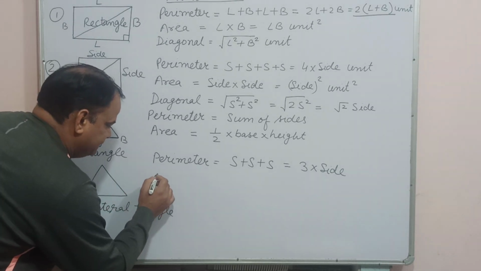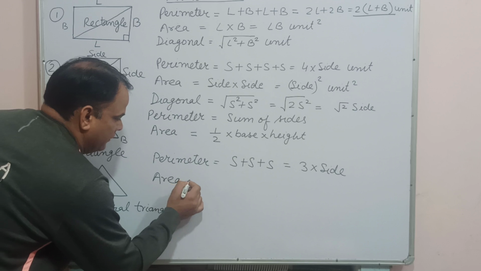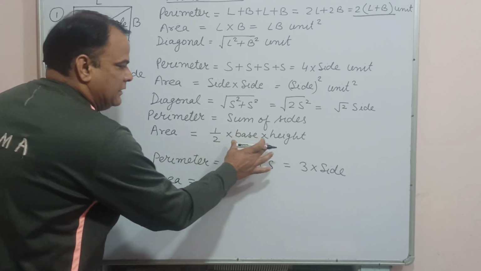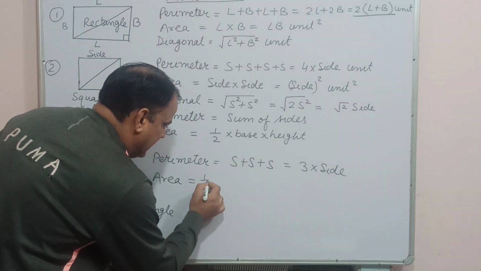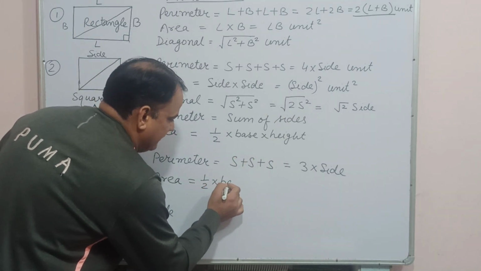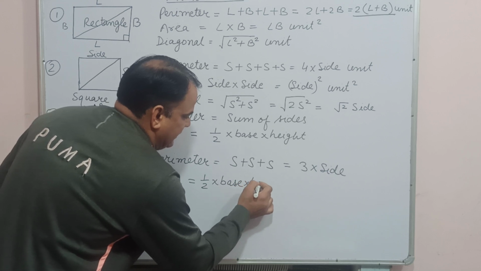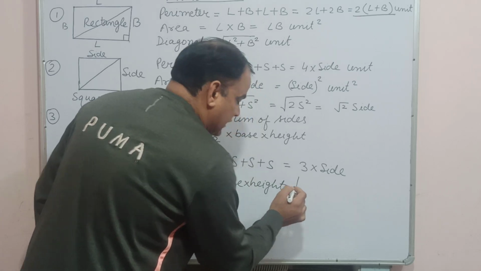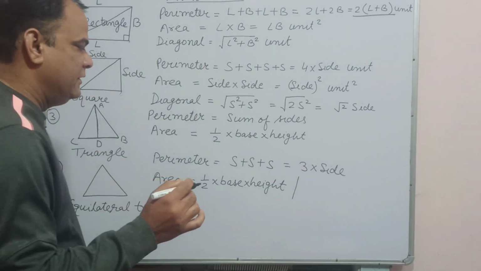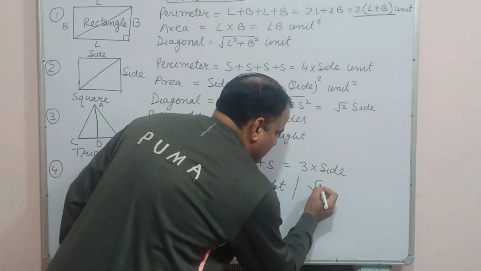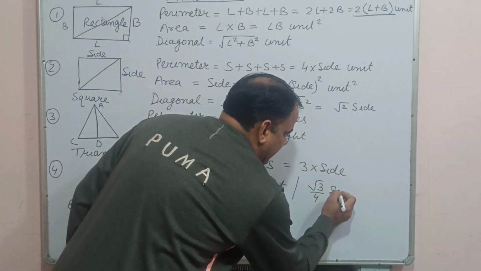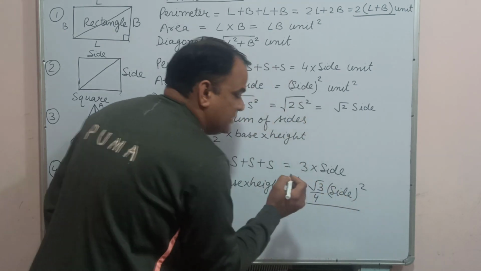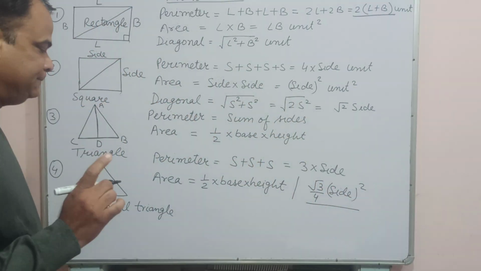Now area. The formula which is used in the area of an equilateral triangle, it is also used, that is half base into height. And one more formula is used in the equilateral triangle, that is under root 3 upon 4 into side square. This is only used in the equilateral triangle.